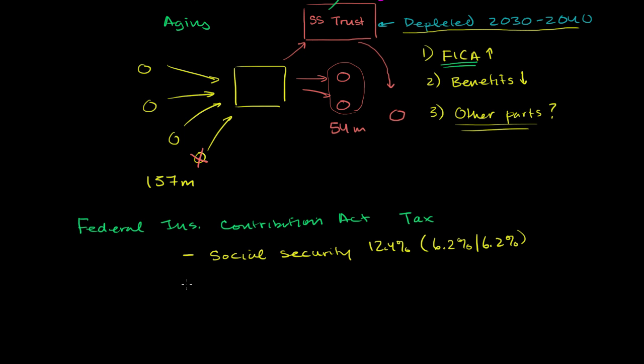The other thing that FICA tax is used for is Medicare. This is for a total amount of 2.9% of an employee's gross salary, or 1.45% from the employer as part of the payroll tax, and 1.45% from the employee. And if you add these two things up, you get 15.3% total FICA tax, where once again half is paid by the employer and half is paid by the employee.